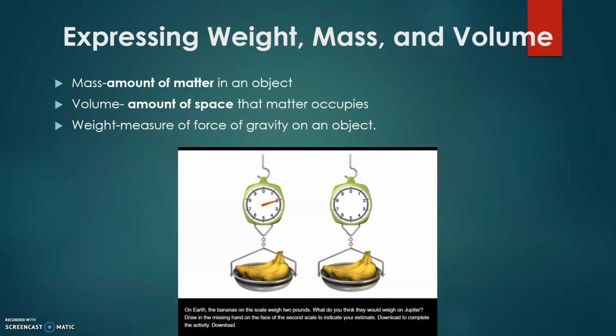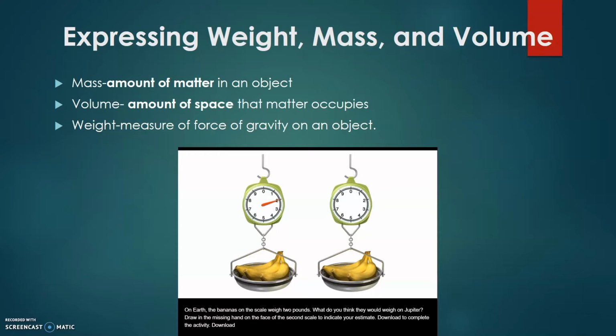Expressing weight, mass, and volume. Those are three vocab words we're going to talk about and their differences. The first one is mass, and mass is the amount of matter in an object. We talk a lot about mass in science, and then we're also going to talk about something called volume. Volume is the amount of space that matter occupies, how much space it takes up. The last one we're going to talk about is weight. Weight is the measure of force of gravity on an object.